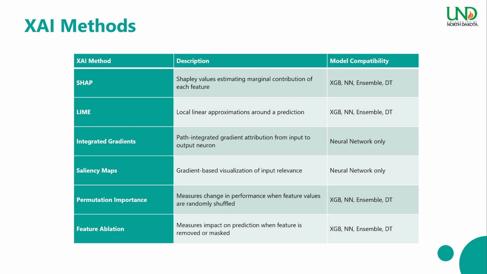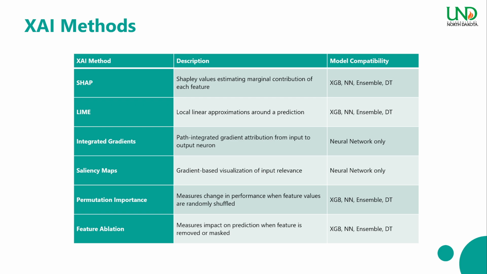Then there's Lime, and so Lime builds a simple local model around a specific prediction to approximate the behavior in a small neighborhood. This ended up not working very well, as we'll see in a minute. Integrated gradients and saliency maps are specific to neural networks. They use gradients, but integrated gradients works across a path from baseline to input, while the saliency just looks at the raw gradients with respect to the input. These help visualize which parts of the input are most responsible for a decision.